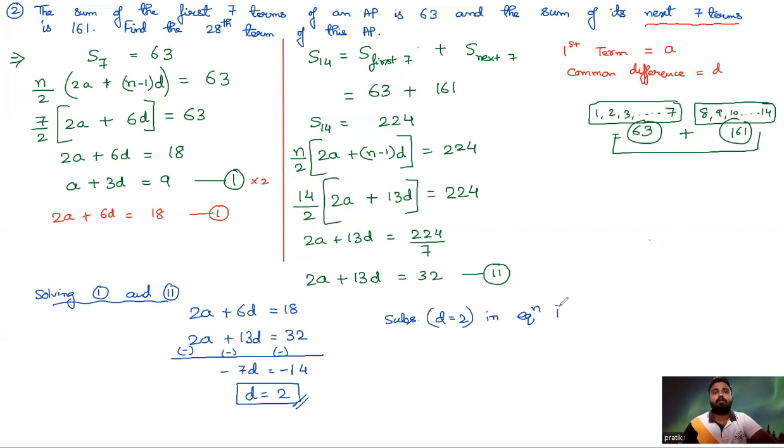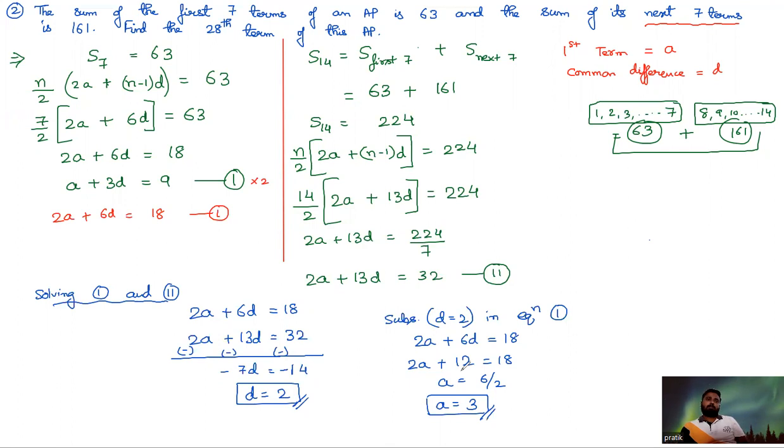Equation 1. Which one do I consider? Consider anything, that doesn't matter. So 2a plus 6d is equal to 18. So 2a plus 6 twos are 12 is equal to 18. 2a is 6, so a is equal to 6 by 2. A is equal to 3. Correct? Yes, a is equal to 3.